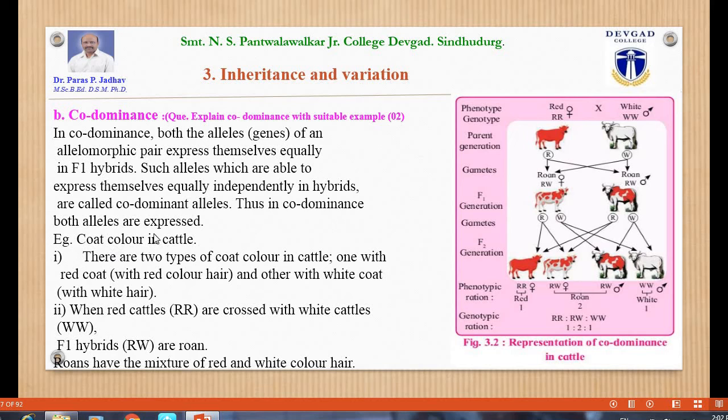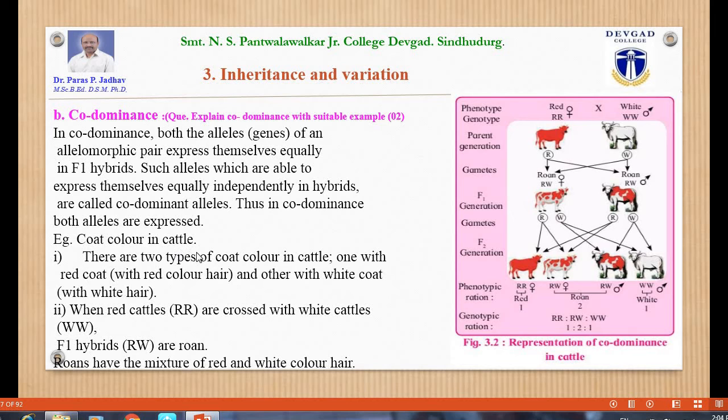For example, coat color in cattle. So, here we have red cattle which is female and white cattle which is male. Red genotype is capital R capital R and white genotype is capital W capital W. This red produces gametes containing capital R gene, while this white produces gametes containing capital W gene. When fusion of these two takes place, it results into the roan which contains capital R capital W type of genotype, and this shows both characters. See here, roan shows both characters, red as well as white. And when cross is allowed in F1 generation, 1 is pure red and 2 are roan and 1 is pure white. The genotypic ratio is 1:2:1.